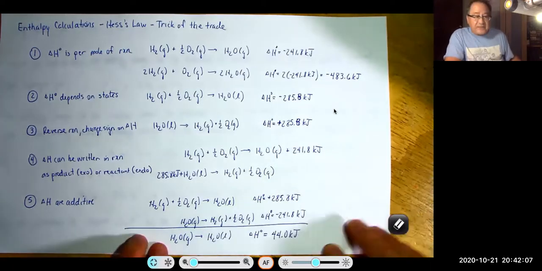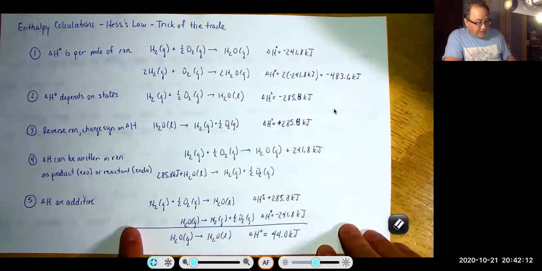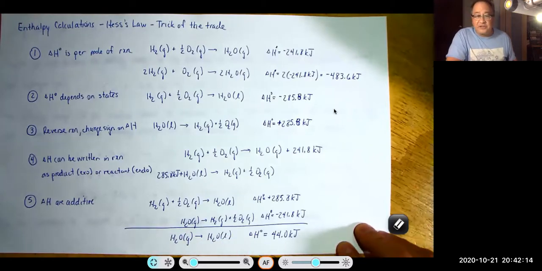Okay, and lastly, delta H's are additive. And we've seen this already before, where you add two reactions together and you get an enthalpy change for the final reaction.